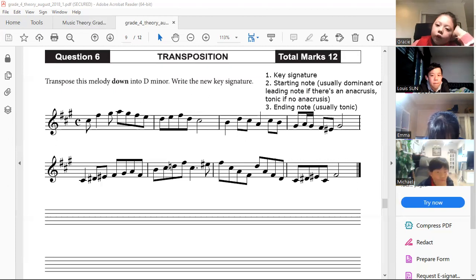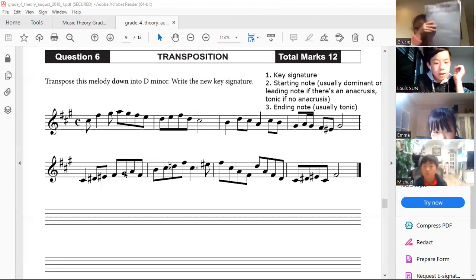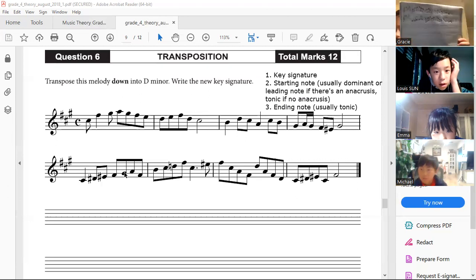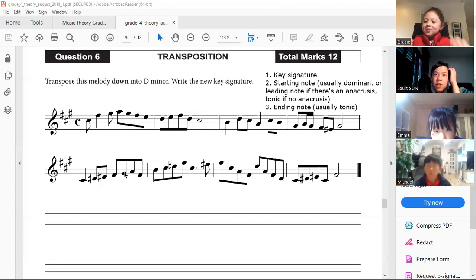Do we do the question? Which question? Transposition, this one. Yes. You wrote it, so can I see that? Okay. Yes, so you copied it out. Now you need to transpose it into D minor. And don't forget the accidentals.